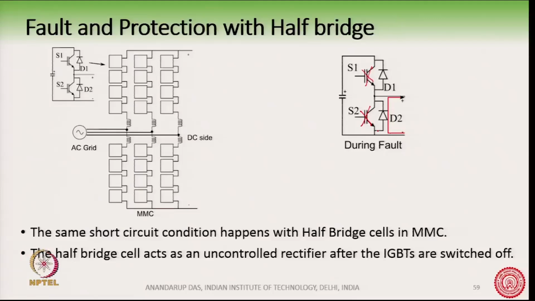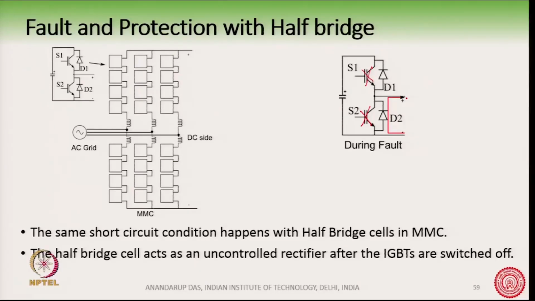So, depending on the polarity of the voltage, it may happen that the current is flowing through this diode D2 here. It may also happen that the current flows through D1 and through the capacitor. However, the current flowing through D2 is a more severe condition, we will understand it a little bit later. The whole half bridge now acts as a single diode and is fully uncontrollable.